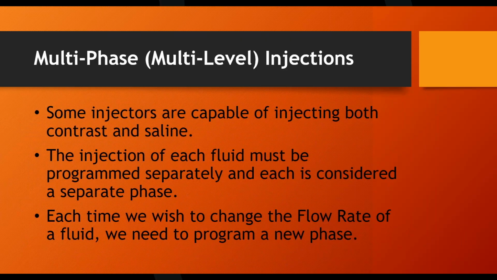So back in the day, they used to be called levels, but in the 80s, around there, they got rid of the word levels and they just started calling them phases, right? So a multi-phase injection, and let me get rid of these. So a multi-phase injection, what will happen is on this particular shot, we're going to shoot contrast and we're going to follow that up with saline. Now, to the injector, that's one injection, right? There's not a pause between the two.